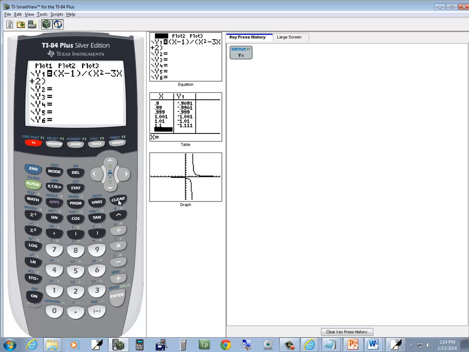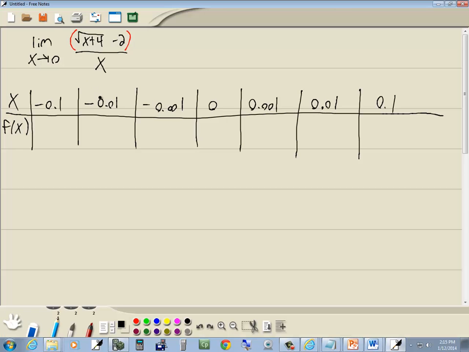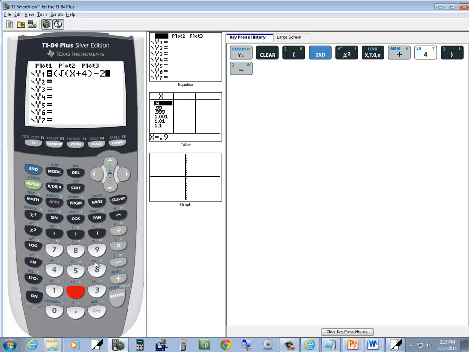So press Y equals, press clear, do beginning parentheses for the top part. I need the square root, so I do second, x squared, x plus 4. Now I've got one of the older TI-84s here, so I'm going to close off my square root by doing a closing parenthesis. If you've got one of the newer TI-84s that has the actual square root symbol on it, you have to press your right arrow key to get it out of the square root. Then minus 2, closing parenthesis on the top part, divided by, and then x on the bottom.